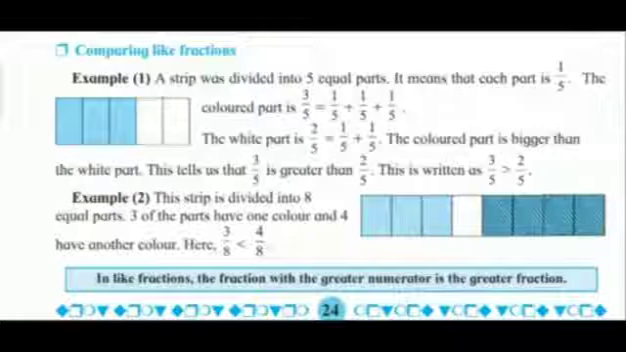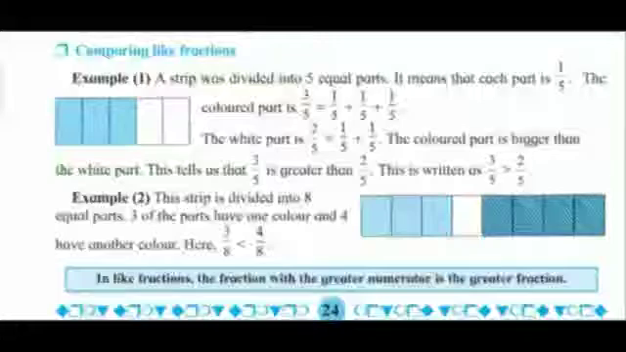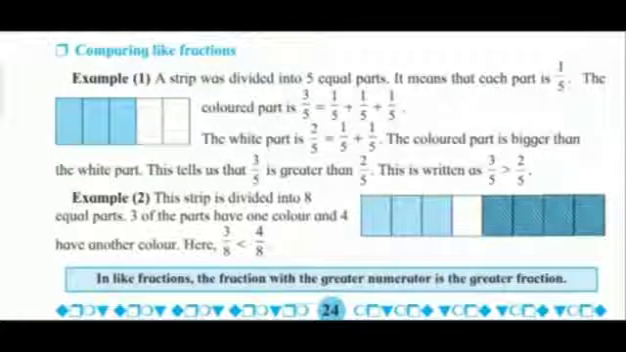Okay, the colored part is 3 upon 5. Why 3 upon 5? Because 3 parts are colored, out of how many parts? The denominator is 5, because the total parts are 5 and the colored are 3, so the numerator will be 3. So the colored part is 3 upon 5, that is equal to 1 upon 5 plus 1 upon 5 plus 1 upon 5.